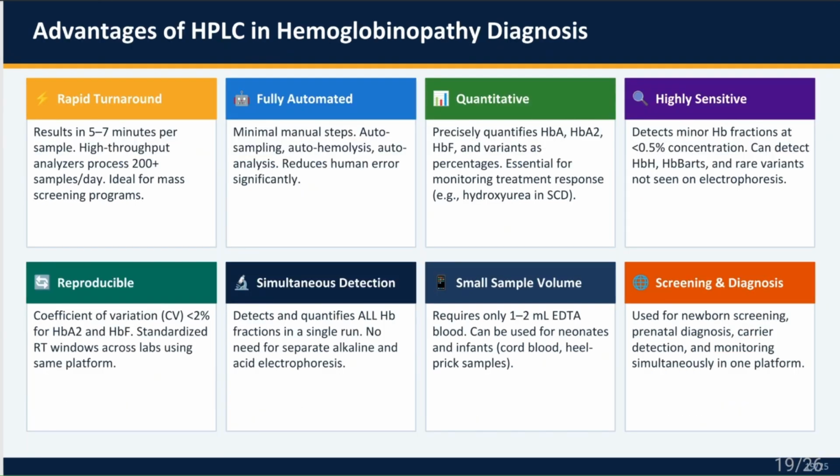What are the advantages of HPLC in hemoglobinopathy diagnosis? HPLC has advantage because it has a very rapid turnaround time. It gives result in just 5 to 7 minutes per sample. It is a fully automated technique. It reduces human errors significantly. It is a quantitative technique because it quantifies HbA, HbA2 and HbF and other variants as percentage, and is very much essential for monitoring treatment response like hydroxyurea therapy treatment response in sickle cell disease.